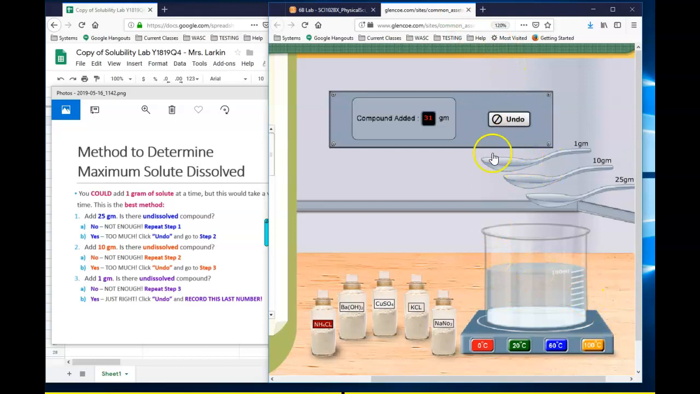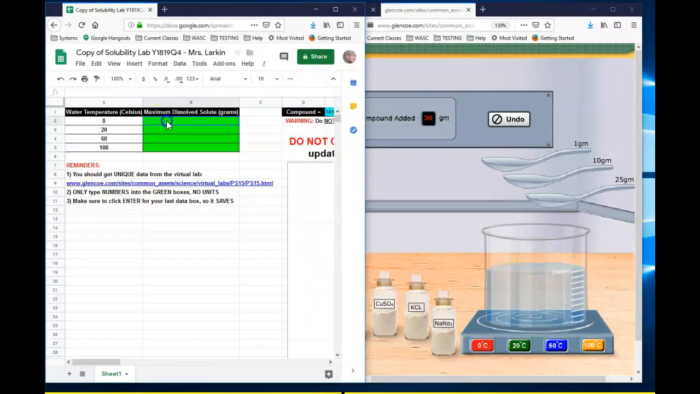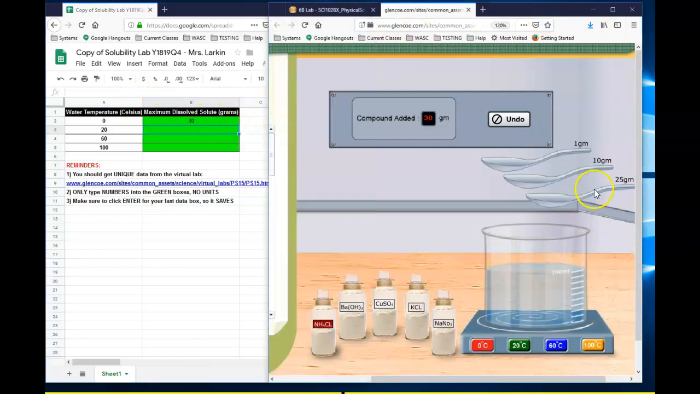However, there isn't a smaller spoonful for me to use, so this is going to be my final answer. So after I click undo for the last time, this one right here is my final answer. So this says 30 grams, so 30 grams right here would be my final answer for 0 degrees. Smiley faces, everyone, if that makes sense. Again, if you need to, you can add 1 gram at a time. I'm just telling you, it's going to take you a long time to click 1 gram 30 times.